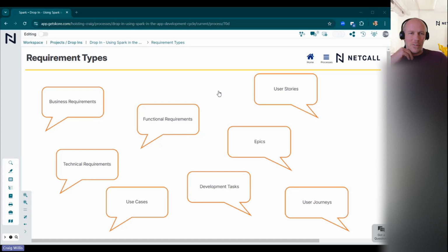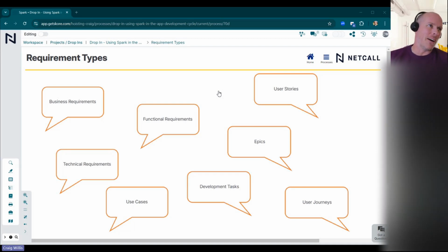I've also been involved in many projects looking at how to do this type of work. So I've got a little process mapped out here in terms of the stages that we'd go through. But I guess the main question that seems to come up most of all typically starts with, what's the best way to capture requirements in Spark and relate it to the process.